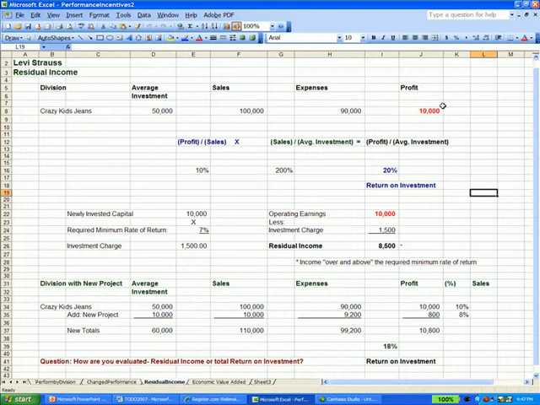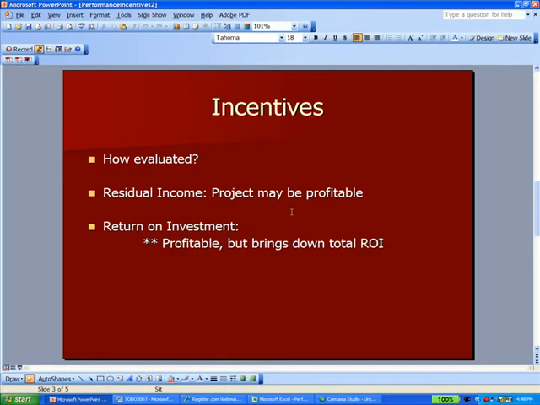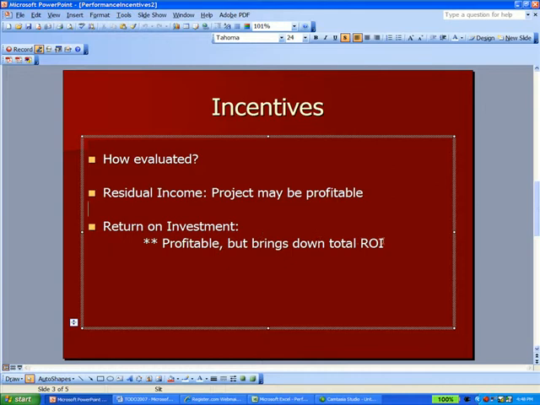So what might happen is, you have a project with positive residual income that you think you should do, but it brings down your return on investment when you look at all your projects as a whole. So one says do it, the other says maybe not. So the question that I have in brown is, how are you evaluated? Are you evaluated based on residual income or on return on investment? That's why I have here at the last bullet point, maybe your project is profitable based on residual income, but in terms of total return on investment, it actually decreases.